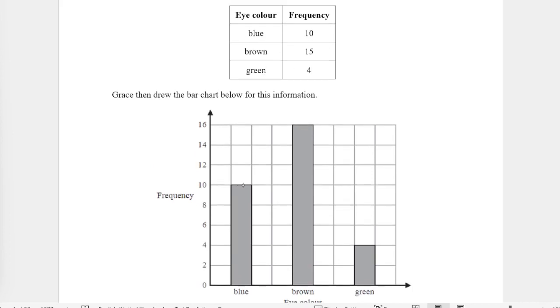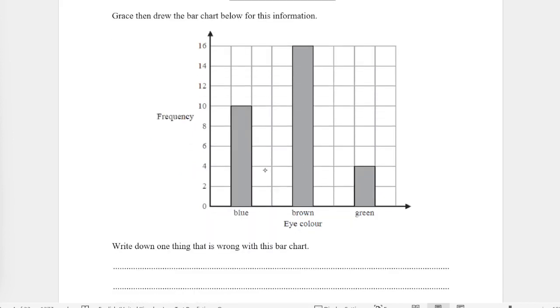Let's look. Blue should have been plotted at 10. Brown should have been plotted at 15. So there's our mistake. Brown should show 15, not 16, in the bar chart.